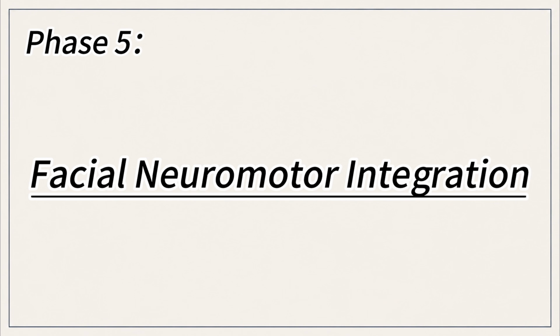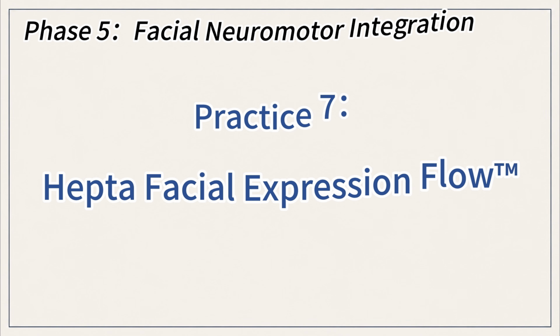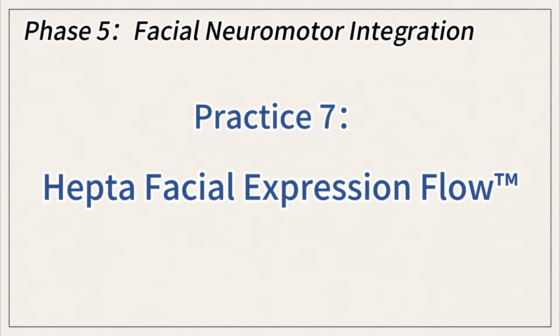Part 5. Facial neuromotor integration. Practice 7. Hepta facial expression flow. Place your tongue gently against the roof of your mouth. For this practice, you will follow the nasolabial fold lift line, integrating upward tissue movement with breathing and lip coordination.